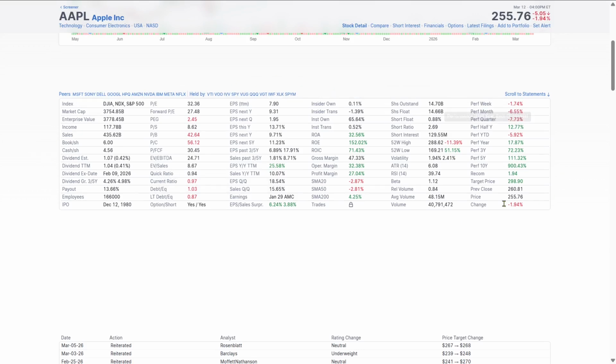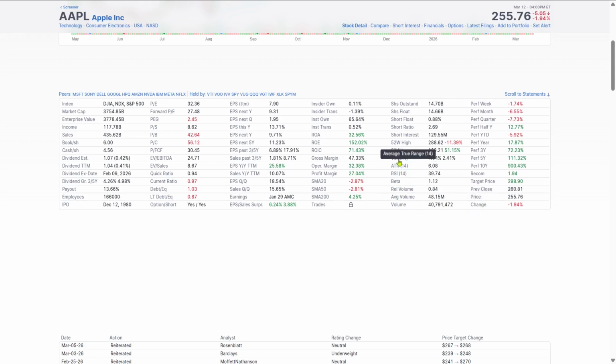AAPL is a cornerstone of the S&P 500, Dow Jones, and Nasdaq 100. Apple has been a public company since December 1980. Monthly performance. This shows the stock's return over the last 30 days. Note, if you are unfamiliar with a metric, hover over the title for a definition. Researching all these terms independently is great extracurricular work.